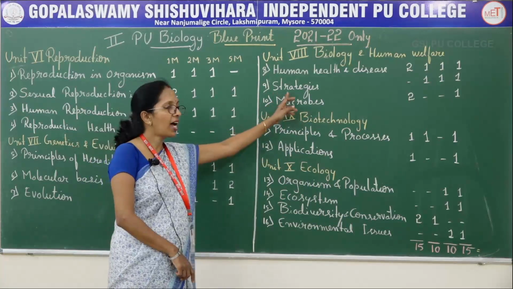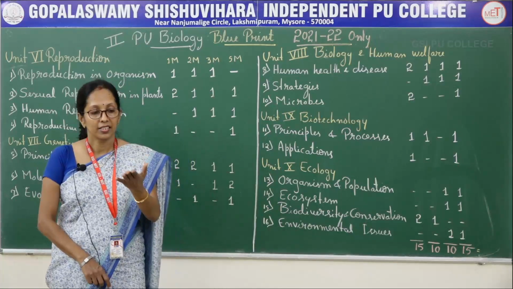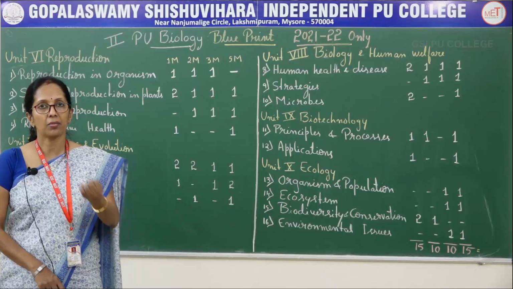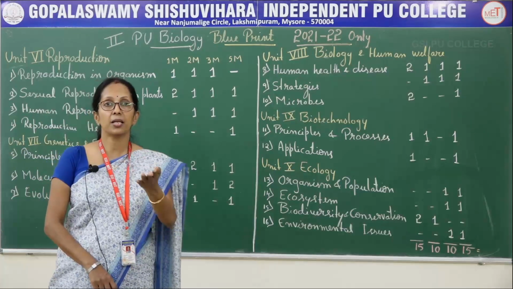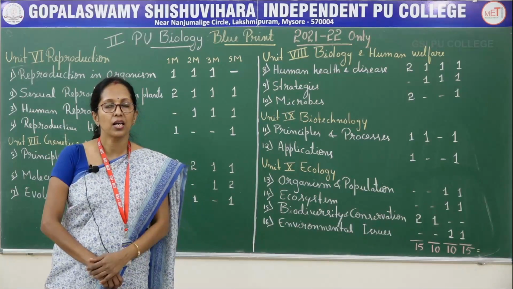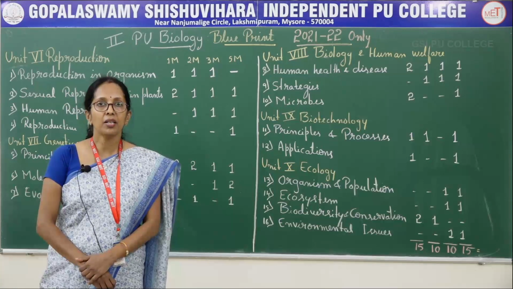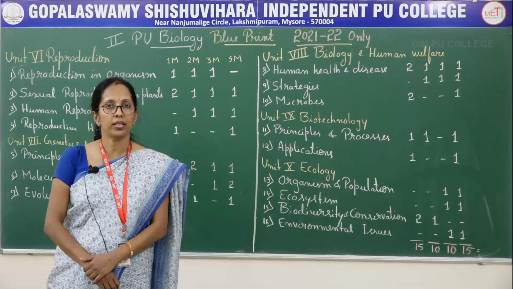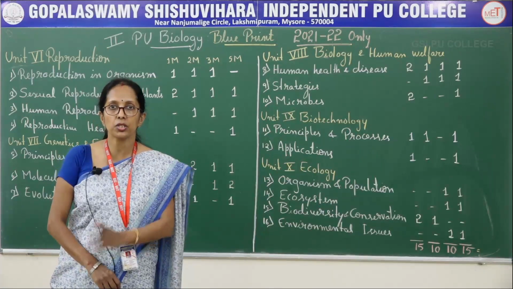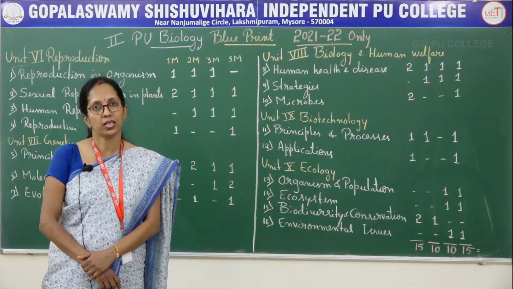Next is strategies for the enhancement of food production. Here we learned dairy farming, poultry farming, apiculture, plant breeding, and the different steps present in plant breeding, disease resistant varieties, insect resistant varieties, and plant breeding for the improvement of food quality, that is single cell protein, biofortification is also important. And finally we understood tissue culture.